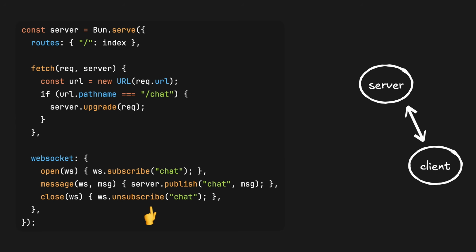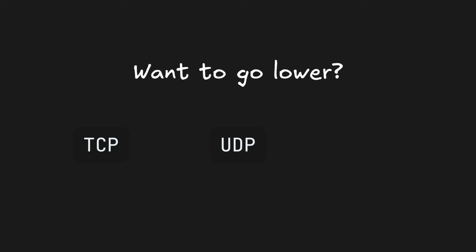These WebSockets can be used for everything from live location tracking to online multiplayer, and they're up to 7 times faster than they are on Node. But maybe you want access to lower-level networking primitives. Bun's got you covered there too. You can easily use TCP and UDP to create your own application layer protocols. You can also resolve DNS records manually with Bun's DNS module.